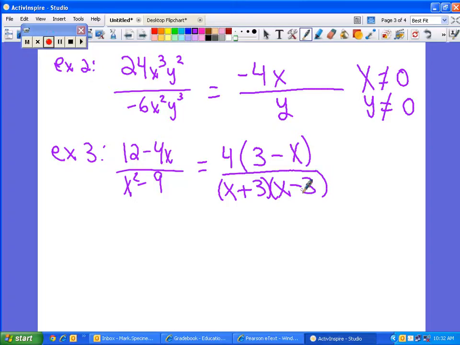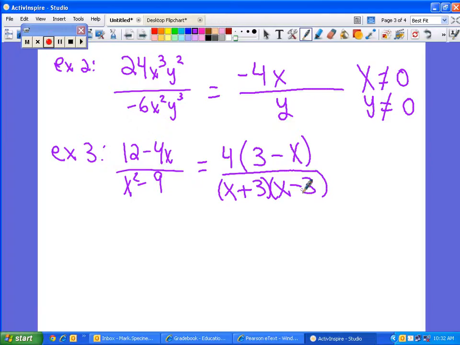Okay, we've hit a snag. Because if we can't cancel something out, it means we haven't done our job. So there's something screwy. If I distribute the 4, I'm going to go right back to what I started with. So no, I don't want to distribute the 4.